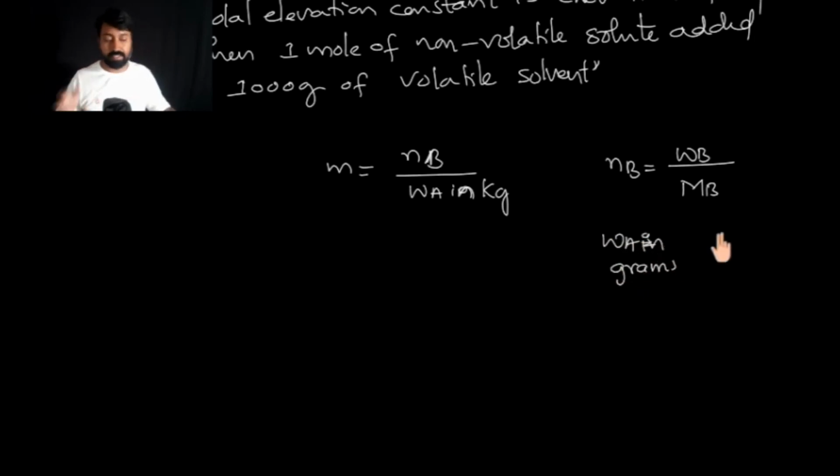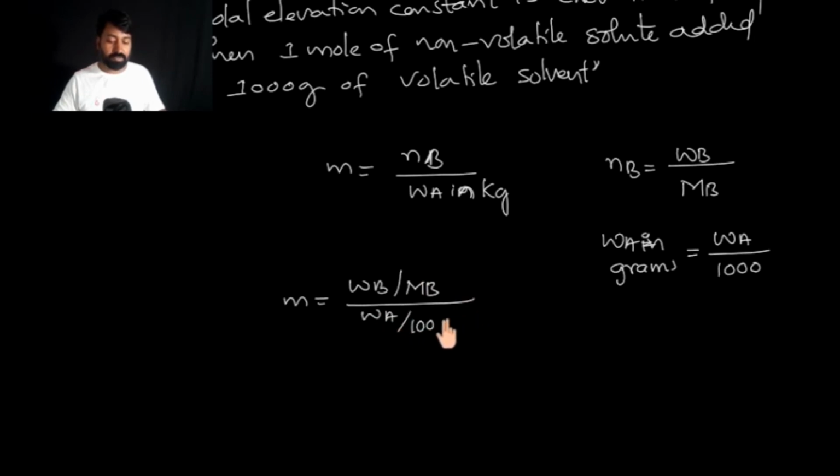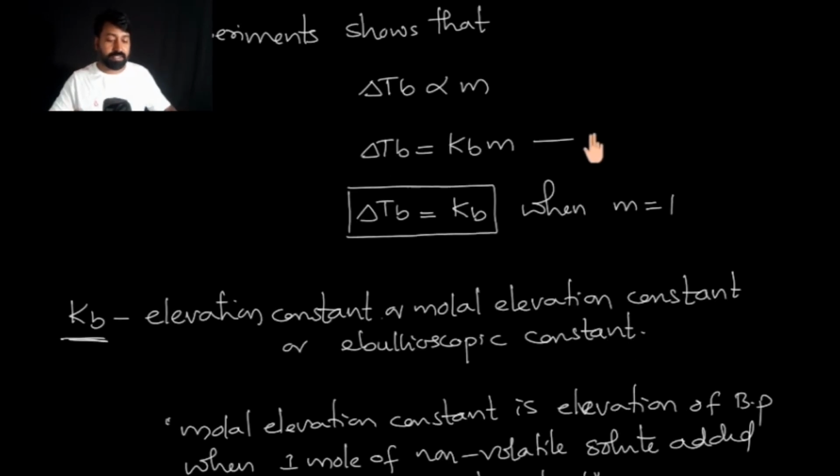In grams I can write it in a different way, that is the given weight WA, and that should be divided by 1000 because it is in kg. We have to convert grams into kg, and therefore m is equal to WB divided by MB and the whole divided by WA, whole divided by 1000. Given the weight of the solvent is there, that should be in kg. So this equation I will take as equation number 2, and the above equation, this one, I will take as equation number 1.